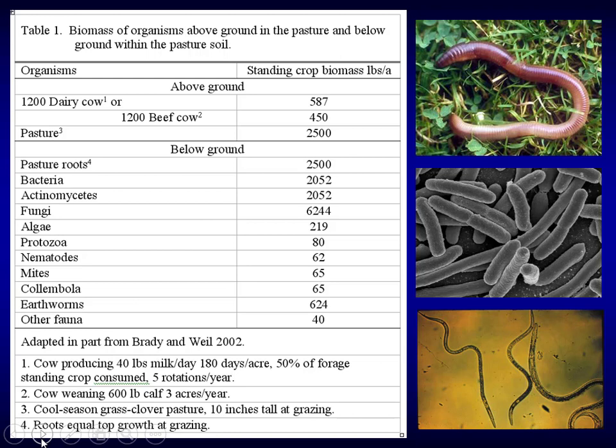A healthy soil does. Now, when we get into a row crop situation and we've had continuous tillage for years and years, we tend to decrease the living part of that soil somewhat.